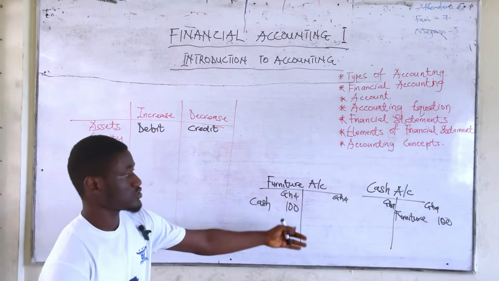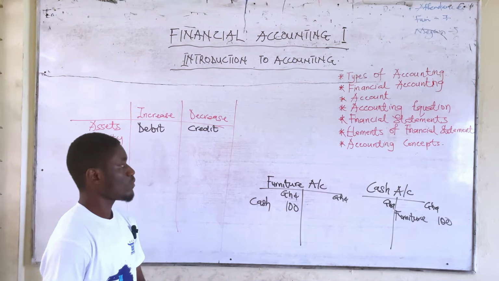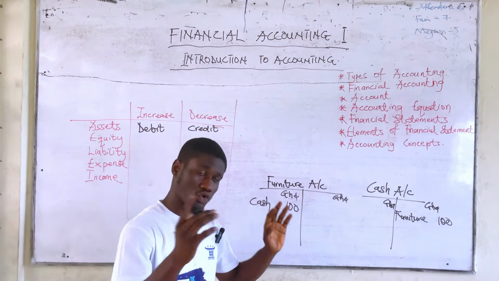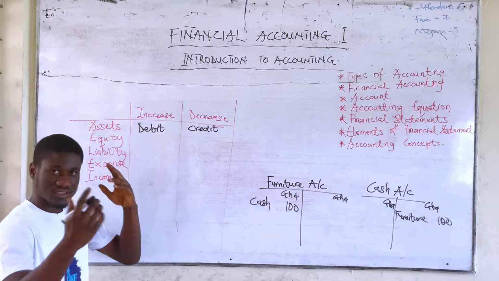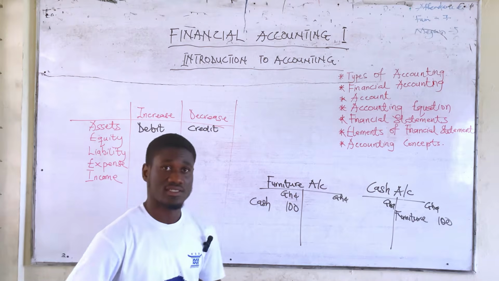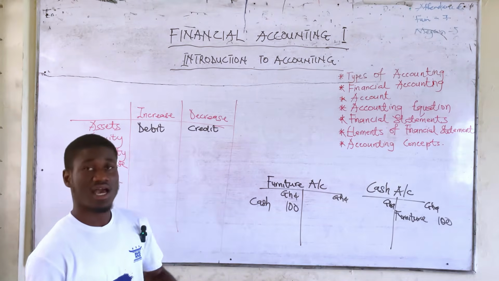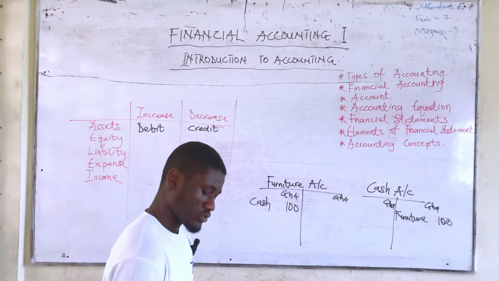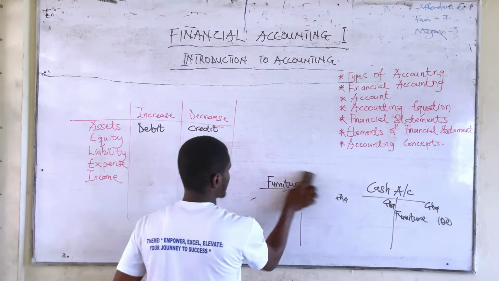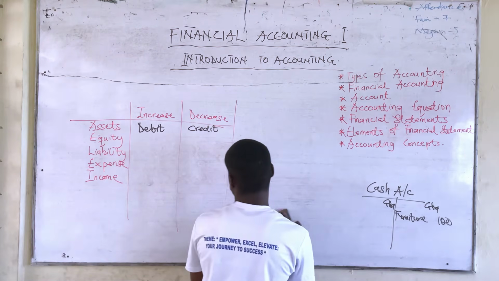Do you get it? This is what we are trying to see. This should be in your head: increase in assets, you debit. Decrease in assets, you credit. Good. So these are some examples to know.